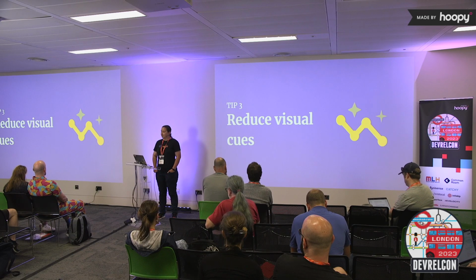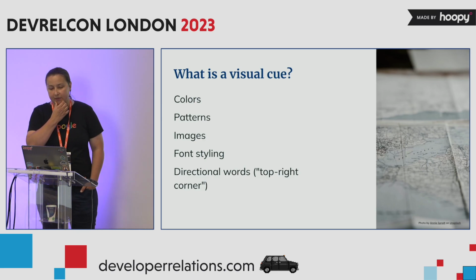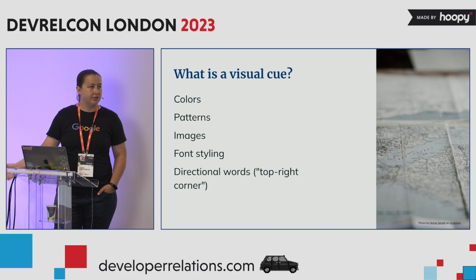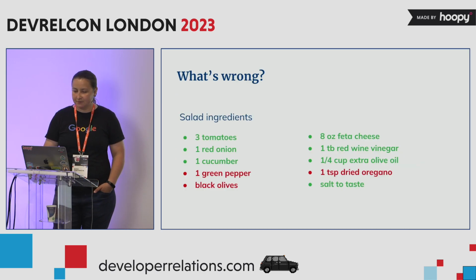Tip number 3, reduce visual cues. It's possible that people who read your content may be visually impaired, so you've got to ensure that your readers can understand important information, regardless of their visual abilities. To get more specific, don't rely exclusively on visual elements to convey information, which are colors, patterns, images, font styling, and directional words. Always use text or alt text along with visual elements.